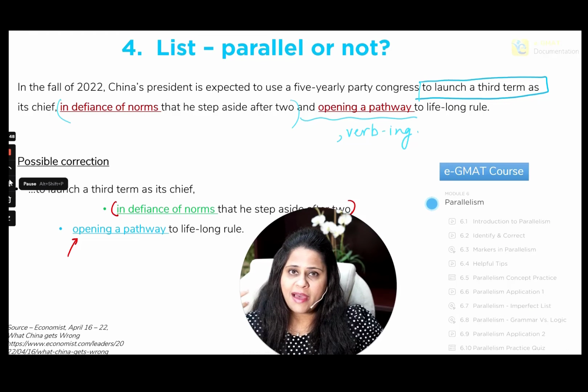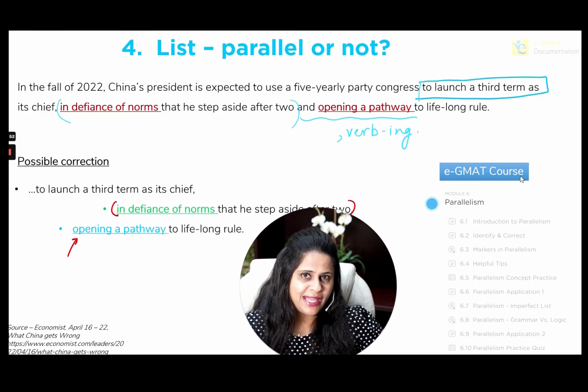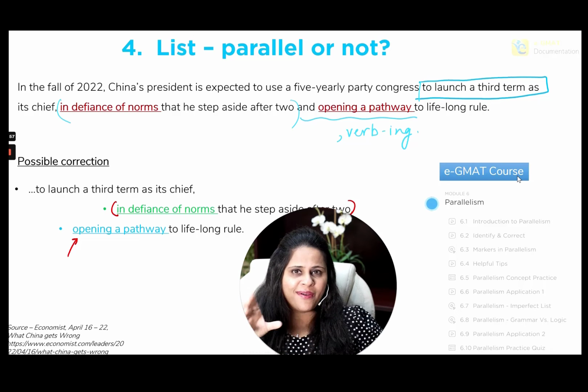Okay, now if you have any doubts about how parallelism works, you have this entire module in the e-GMAT course that teaches you the ABCs, the 1, 2, 3s of parallelism.